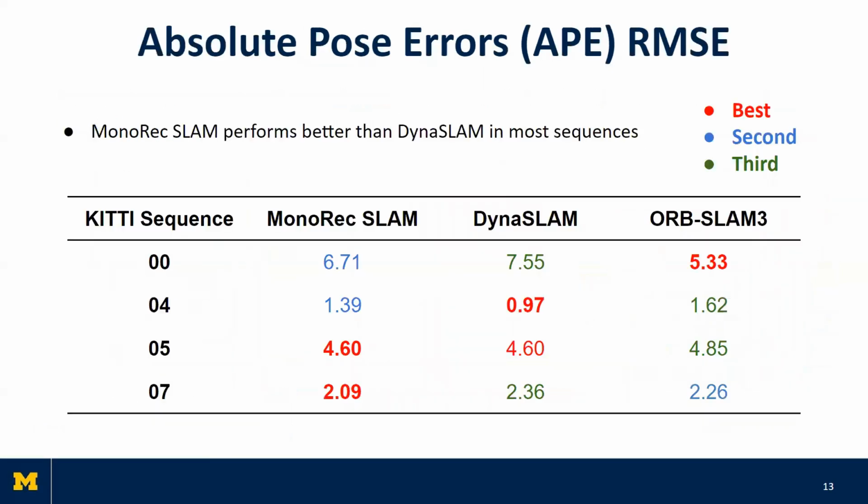From the table shown, MonoRec SLAM has the best performance compared to both DynaSLAM and ORB-SLAM 3 for sequences 5 and 7. This is evident from the values of the absolute pose error, or APE, for each algorithm on the given sequence of the KITTI dataset. While for sequence 0, ORB-SLAM 3 seems to have the best performance, MonoRec SLAM still performs better than DynaSLAM.